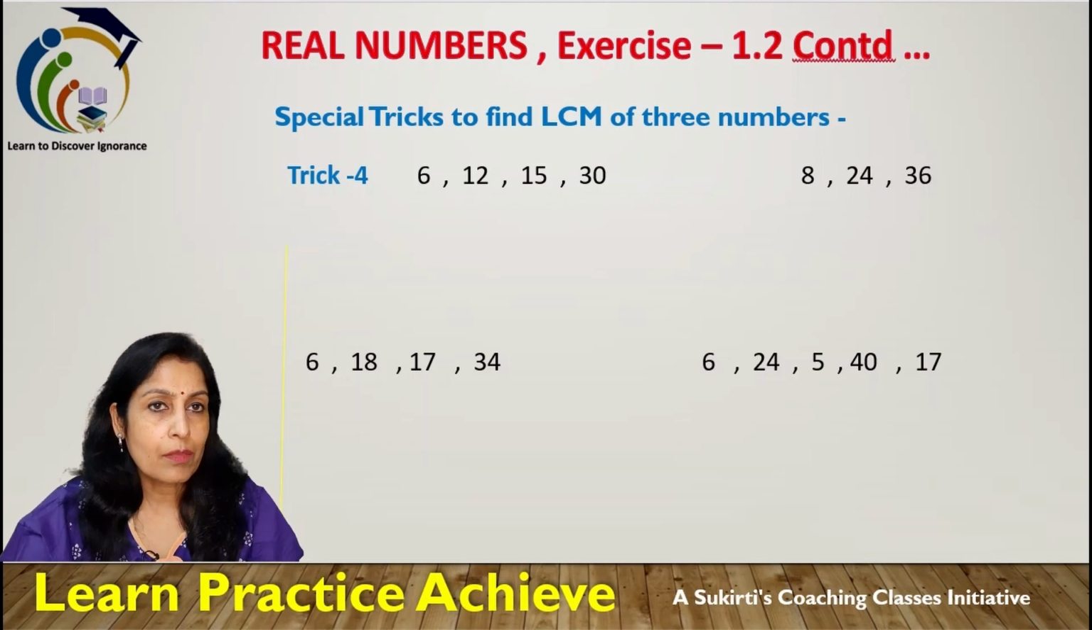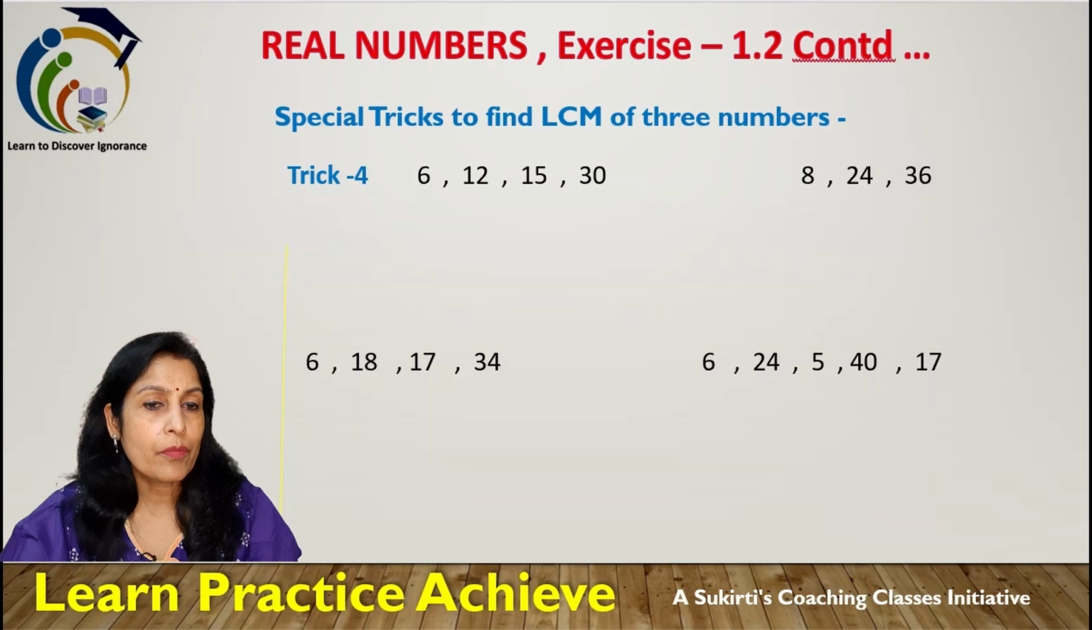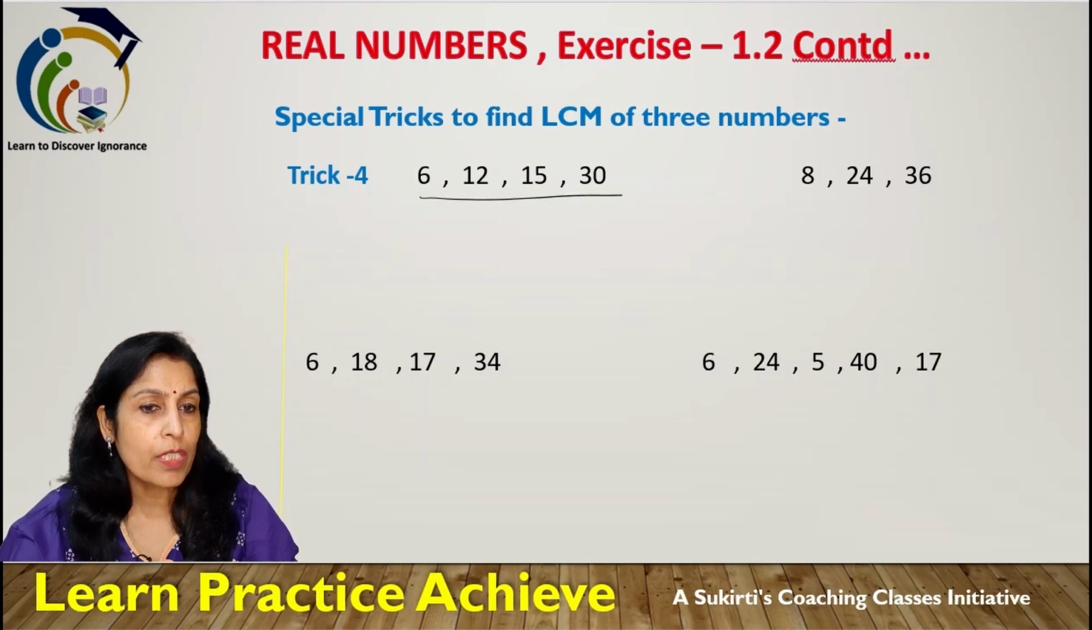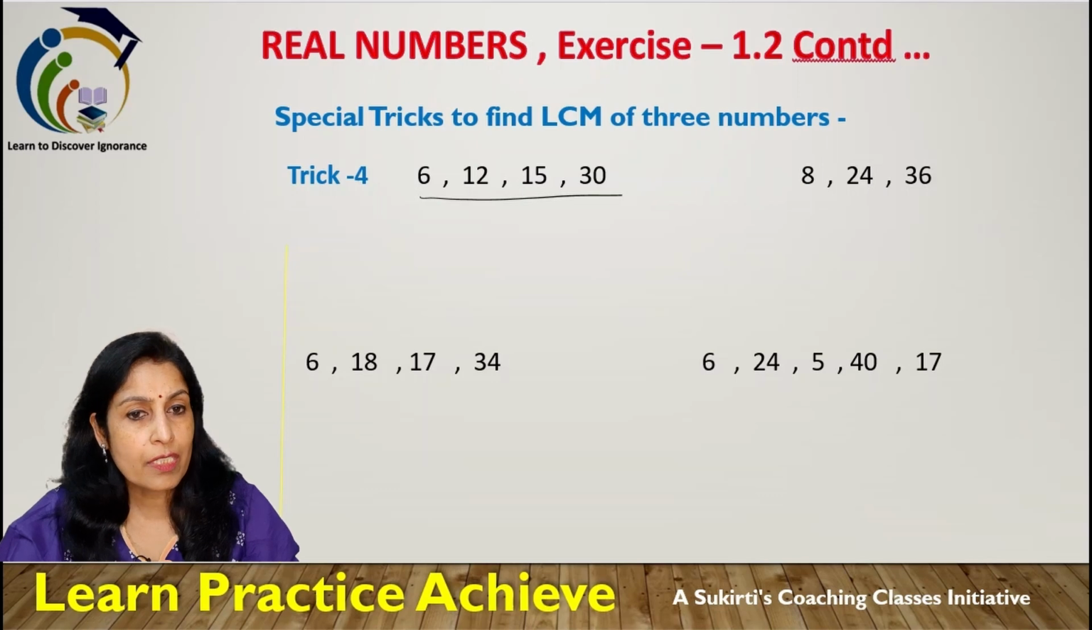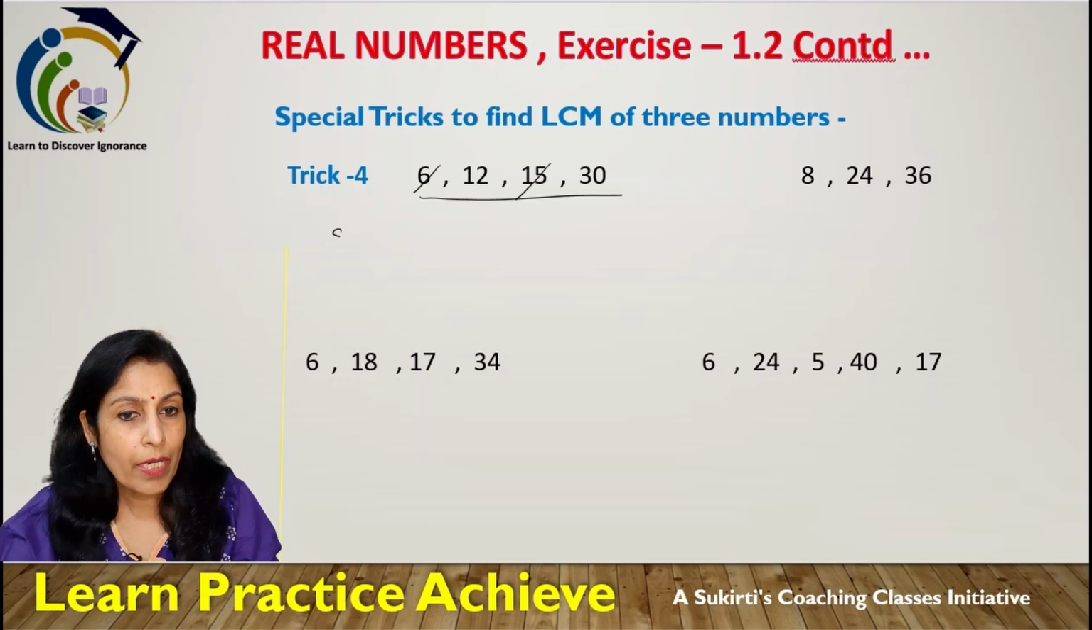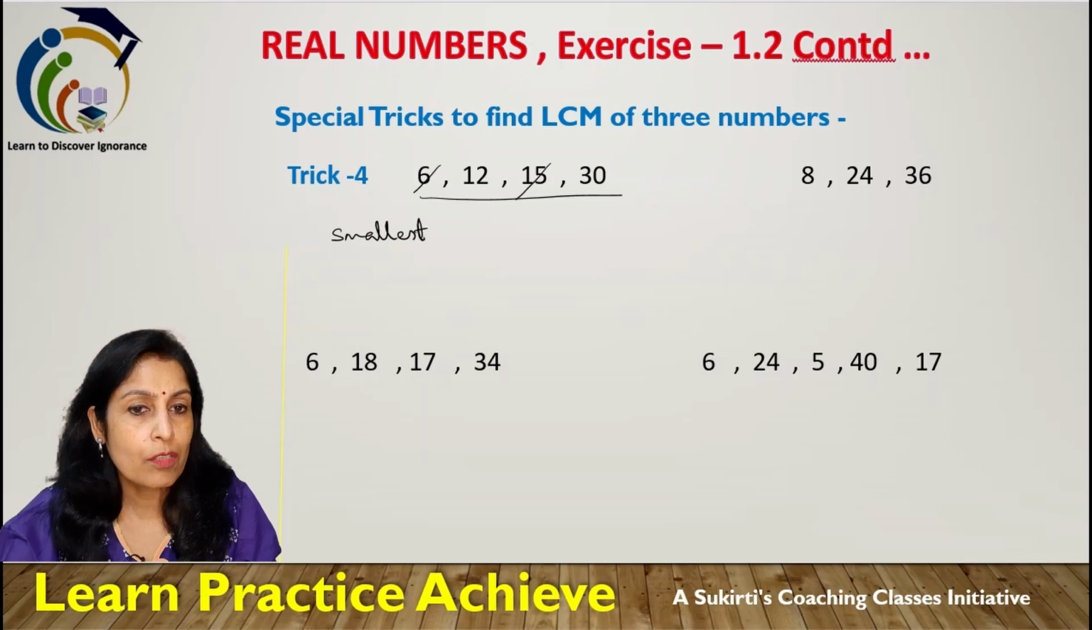So first check the numbers. If any of these numbers is a factor of another of the given numbers or not. So 6 is a factor of 12 and 15 is also a factor of 30. So cancel 6 and 15. So the remaining numbers are 12 and 30. Out of these 12 and 30, find out the smallest number. Smallest number between these two is 12.